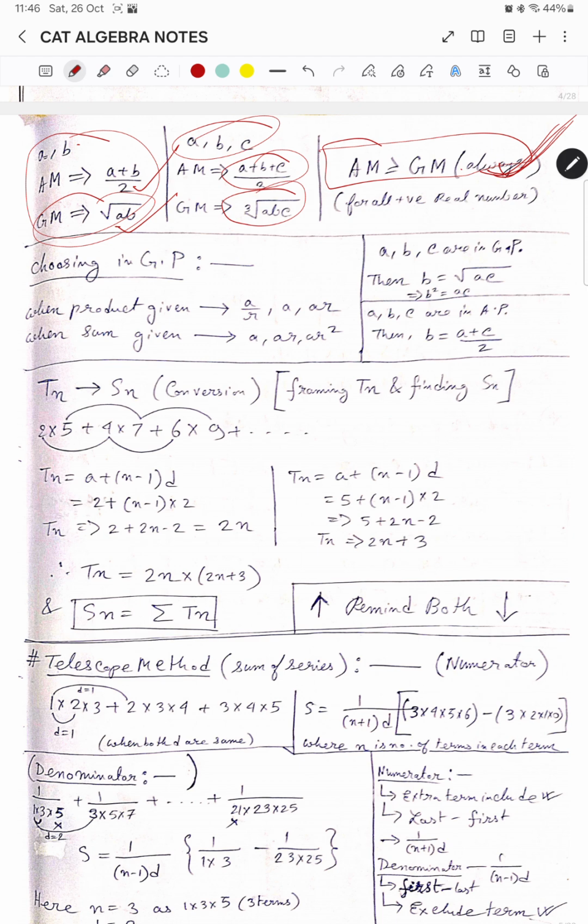And choosing terms in GP and AP: when the product is given, the best way to choose three terms in GP is a by r, a, ar. When the sum is given, the best way to choose the GP series is a, ar, ar square. It will be useful for calculations. And when a, b, c are in GP, then b equals root ac. And when a, b, c are in AP, b equals a plus c by 2. If in GP, b square equals ac, and if in AP, b equals a plus c by 2.